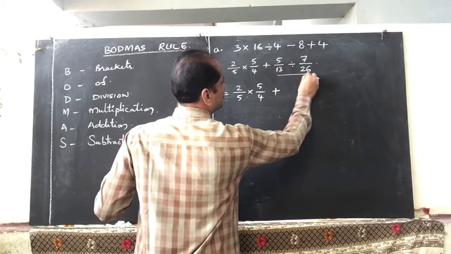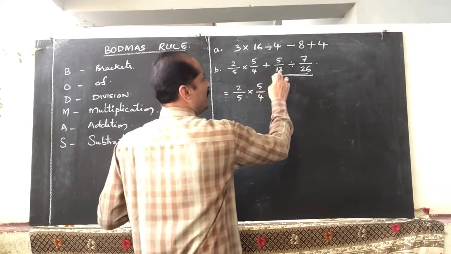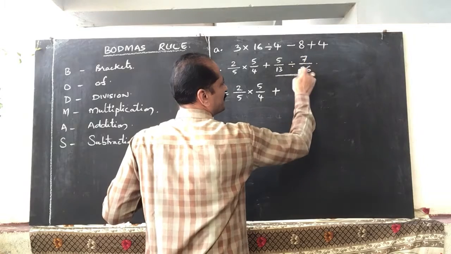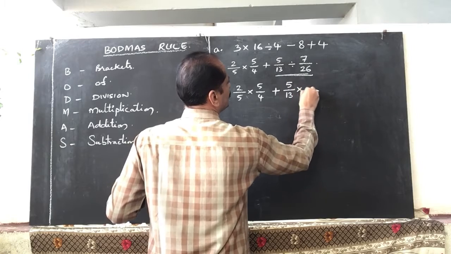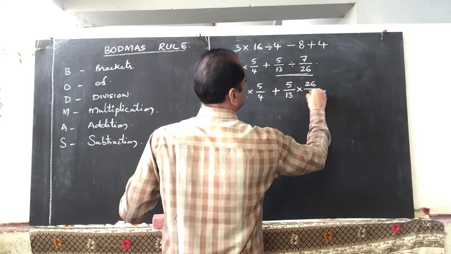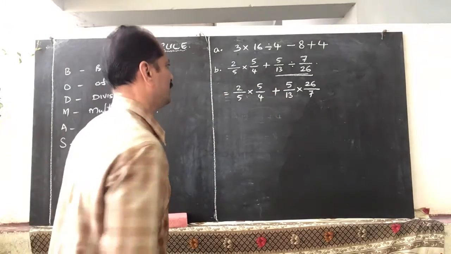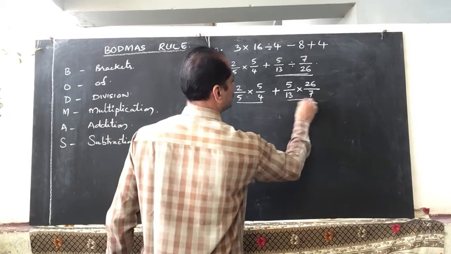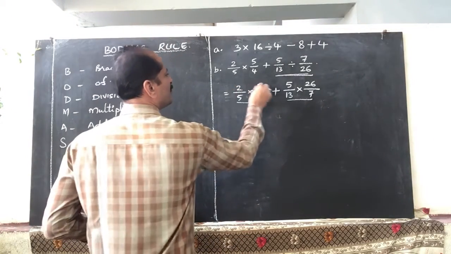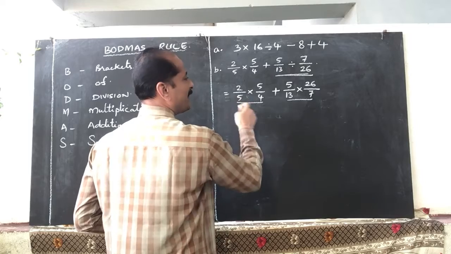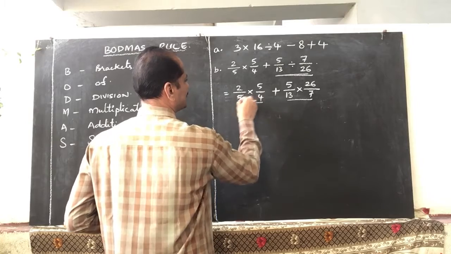Whenever you are doing division, you have to perform it first. Division is the inverse process of multiplication. So write down the multiplicative inverse of 7 by 26. The multiplicative inverse, or reciprocal, of 7 by 26 is 26 by 7. Now this is multiplication, and this is also multiplication, so both multiplications you can perform at a time, no problem. So 2 into 5 or 5 into 4, then multiplying two fractions means multiply the numerators divided by multiply the denominators. Whenever you are multiplying like this, this can be cancelled.